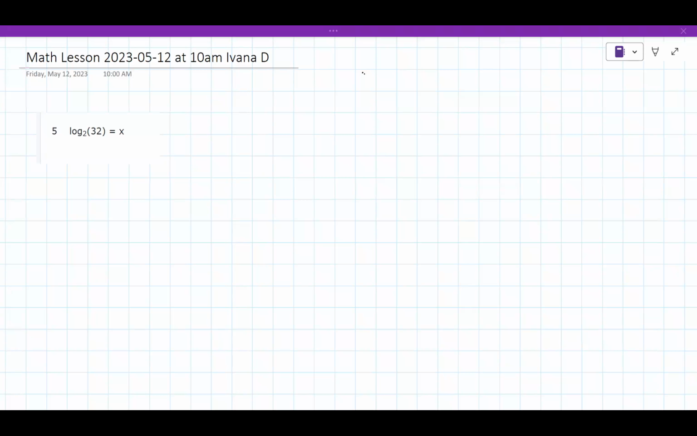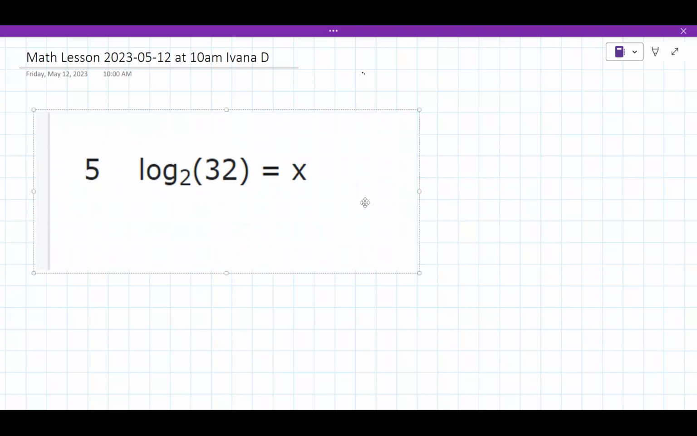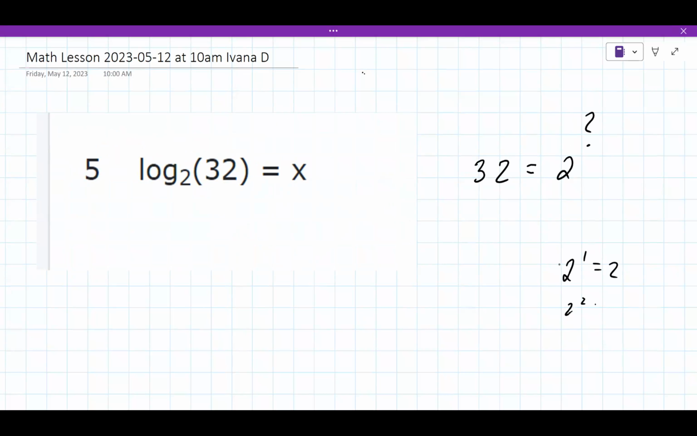All right. So first problem here says log base 2 of 32 equals x. So our goal is to write 32 as 2 to some power. Can you think of what power that would be? If you recall, 2 to the 1 is 2, 2 squared is 4. What would get you to 32? Do you remember?